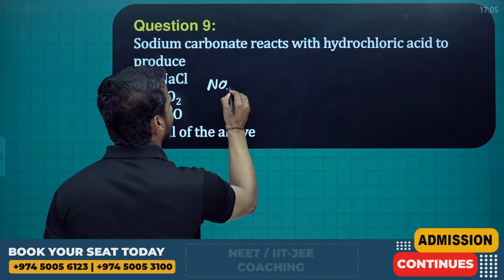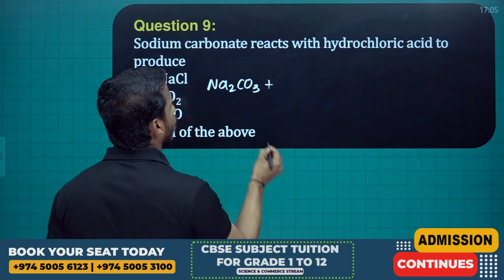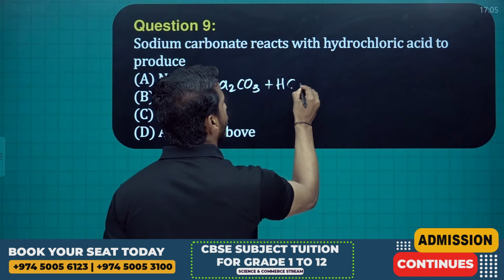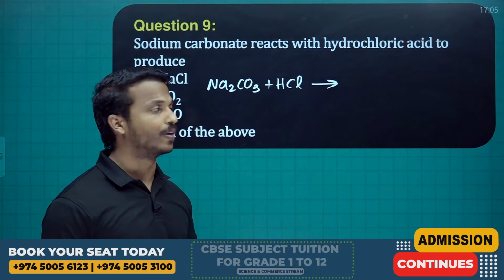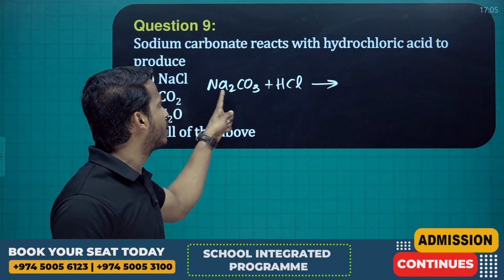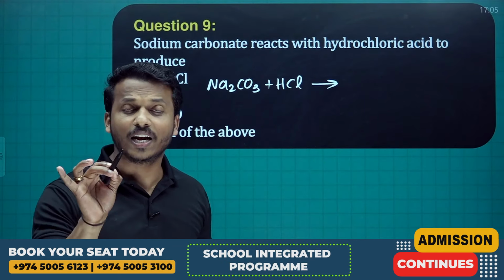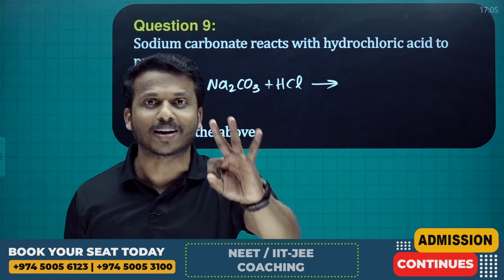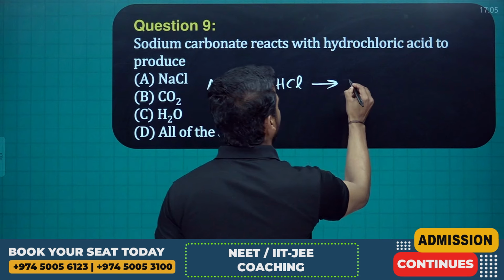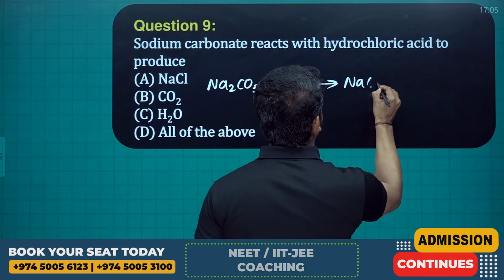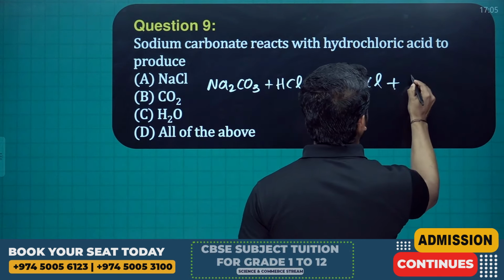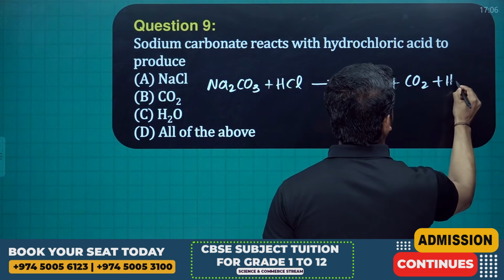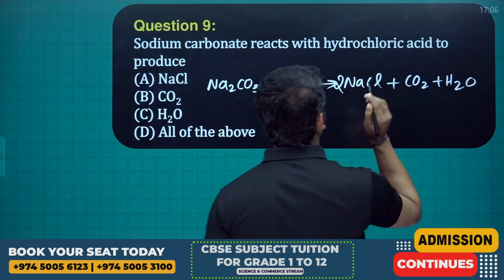Next question. Sodium carbonate reacts with hydrochloric acid to produce what? Sodium carbonate is Na2CO3. Dear all, which reaction? Acid when reacting with the metal carbonate, we will get salt, water and carbon dioxide. What is the salt? You will get NaCl, plus carbon dioxide and water. So 2 Na, so 2 NaCl.